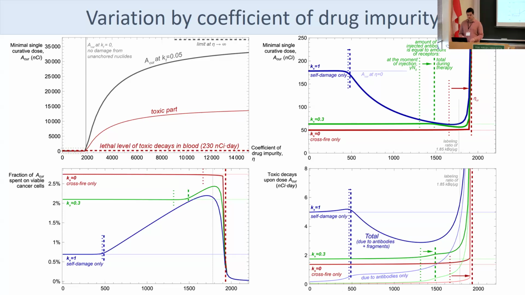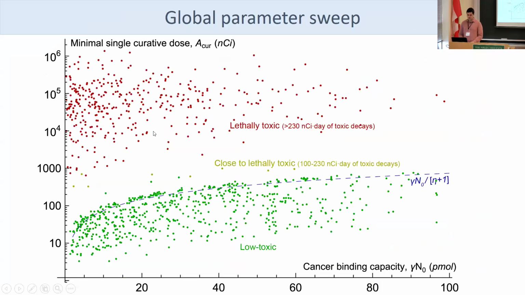One of the main conclusions is that cancer binding capacity, which is the total number of specific receptors on cancer cells, plays a decisive role on whether cancer can be cured by radionuclides without exceeding lethal toxicity. And it is confirmed by a global parameter sweep. This is the scatter plot of minimal single curative dose and cancer binding capacity, which is the product of the number of specific receptors per cancer cell and the initial number of cancer cells.